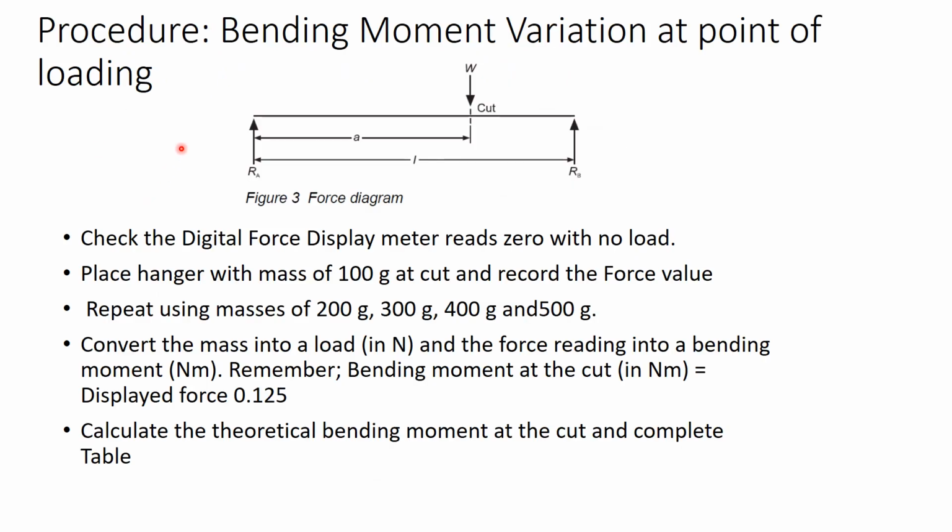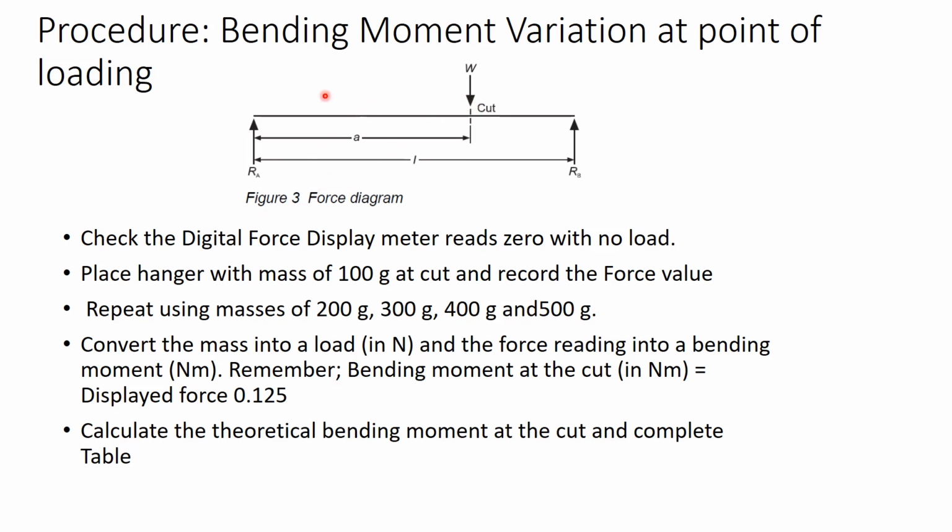This is the procedure for experiment number 10, bending moment variation at point of loading. This is the point of loading. You can see in the first diagram, the point of loading is at the cut section of the beam. So we will find the bending moment at this section.